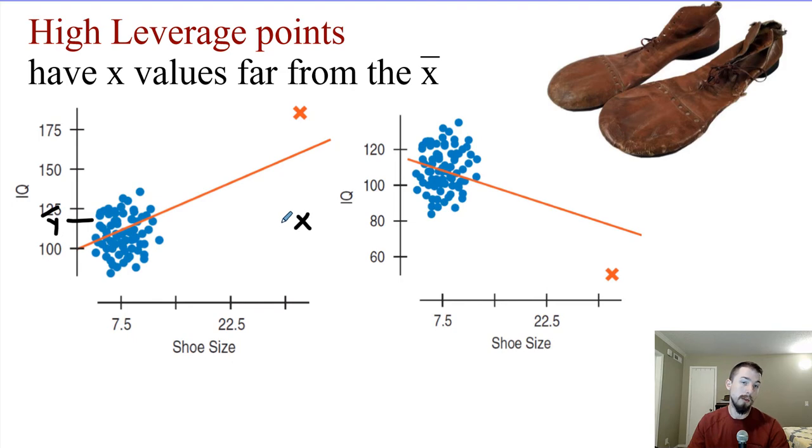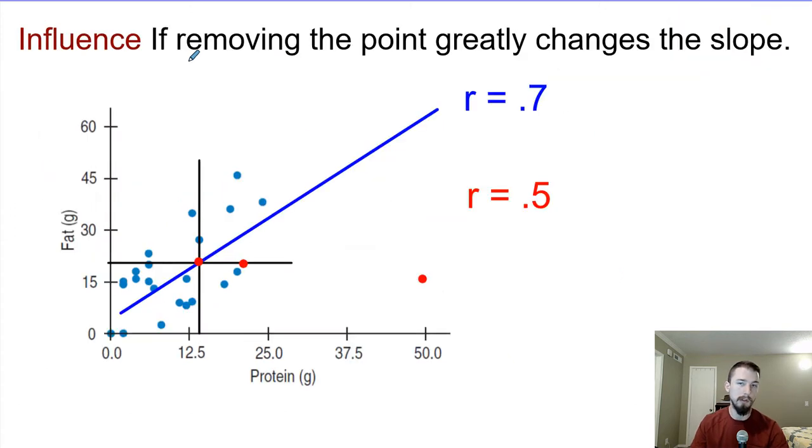It wouldn't change the slope, so it would have high leverage, but it wouldn't be influential, because if we remove that point, it wouldn't change the slope. So that's the difference between those two. Influence is that if we remove the point, it greatly changes the slope.